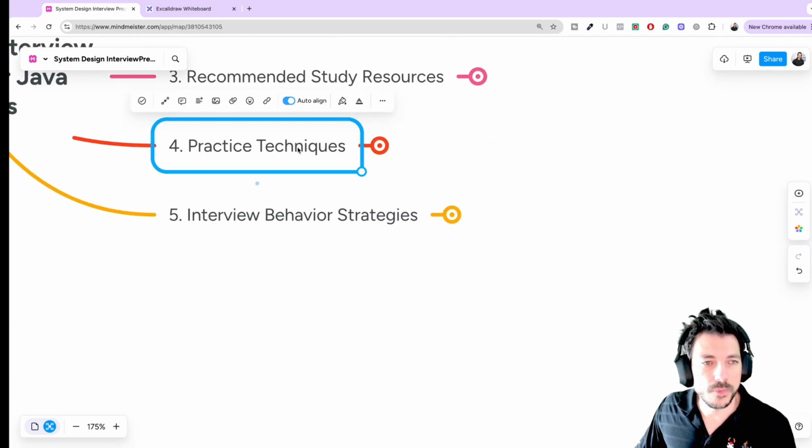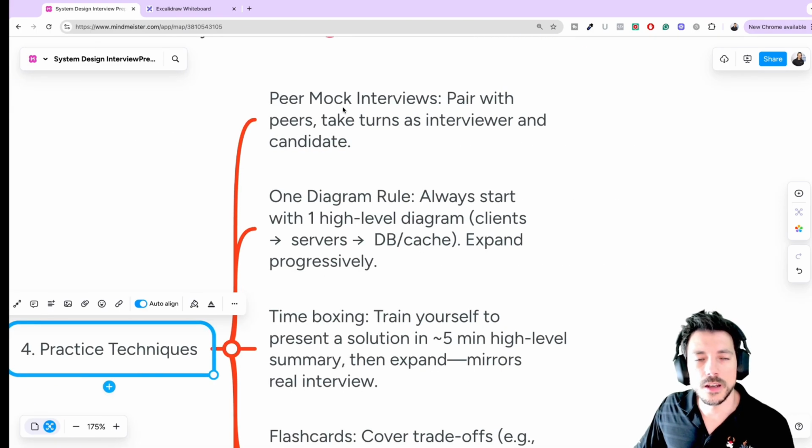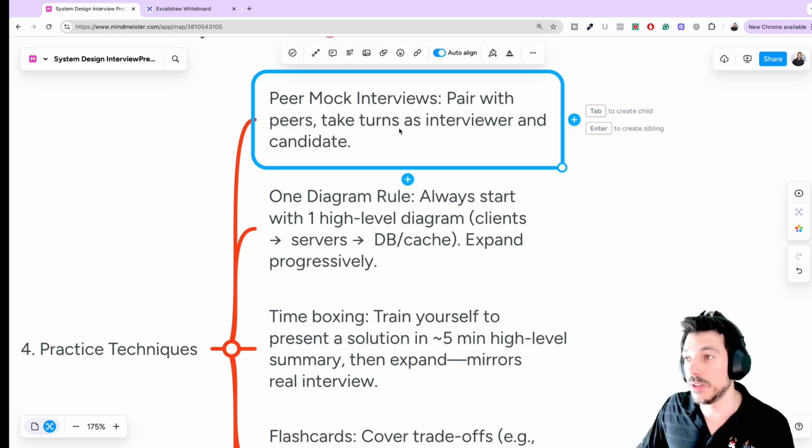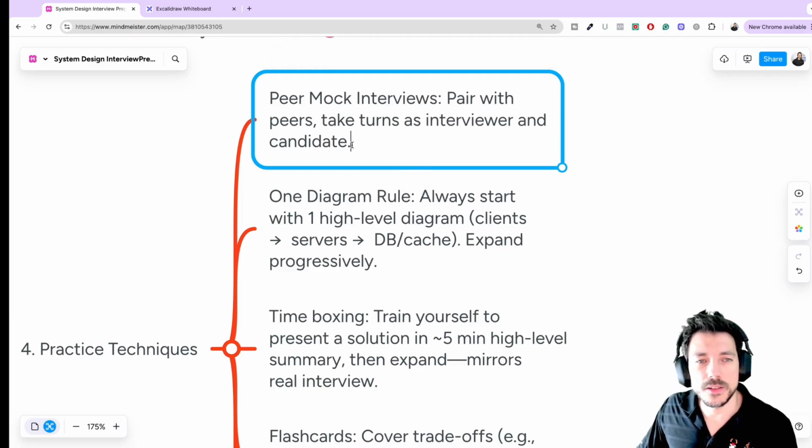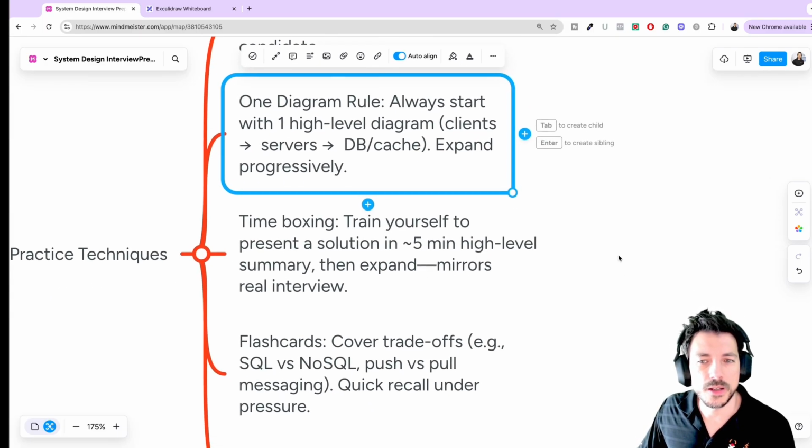Just practice. Okay, so regarding practice techniques, like I said, do peer mock interviews, pair with developers, and you can be the interviewer. You can interview the other developer. Like I said, you can easily do that in the Challenger Developer Mentorship.